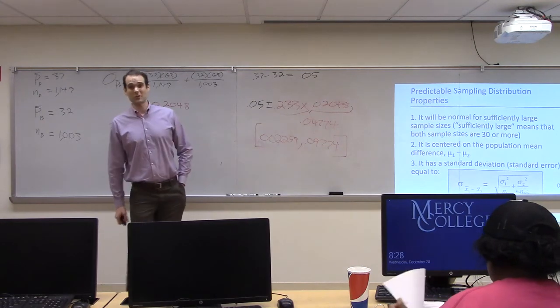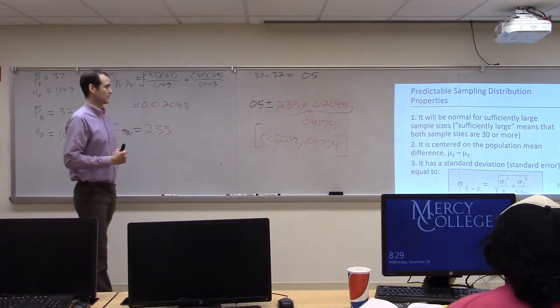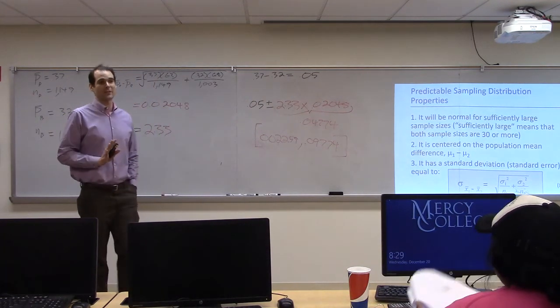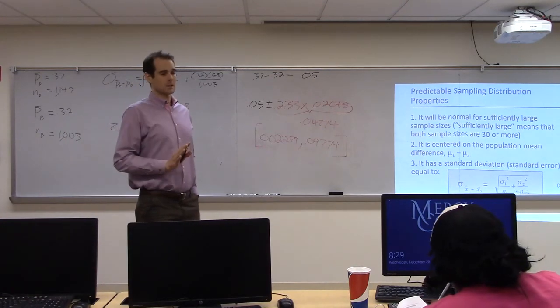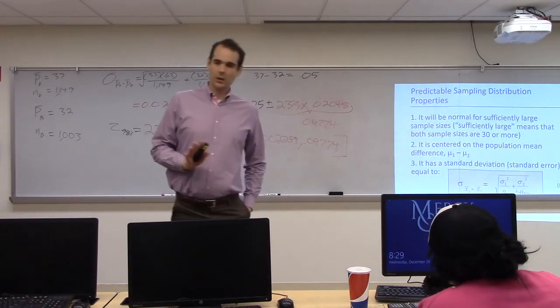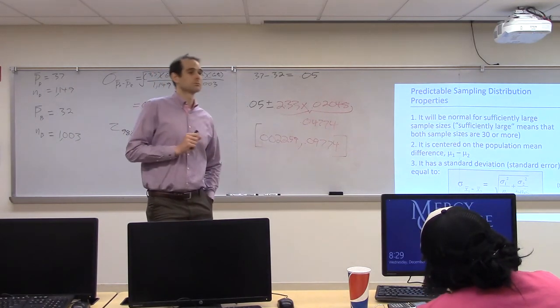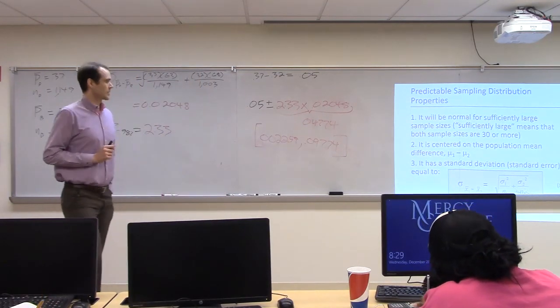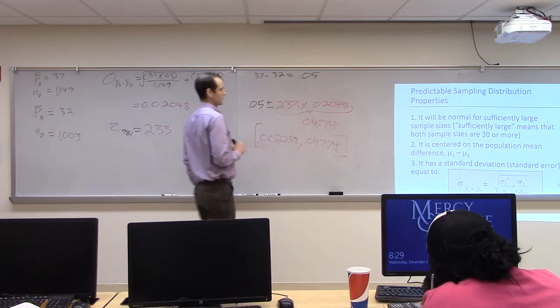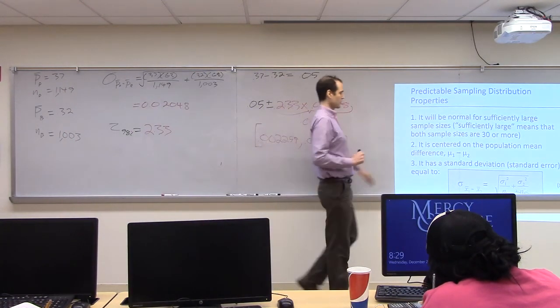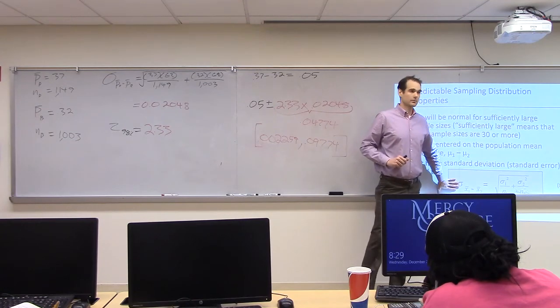This frequency distribution will be normal as long as we have large enough sample size. Sample size is 30 or more from both populations. The center is the true mean difference. It has a standard deviation that we have discussed.